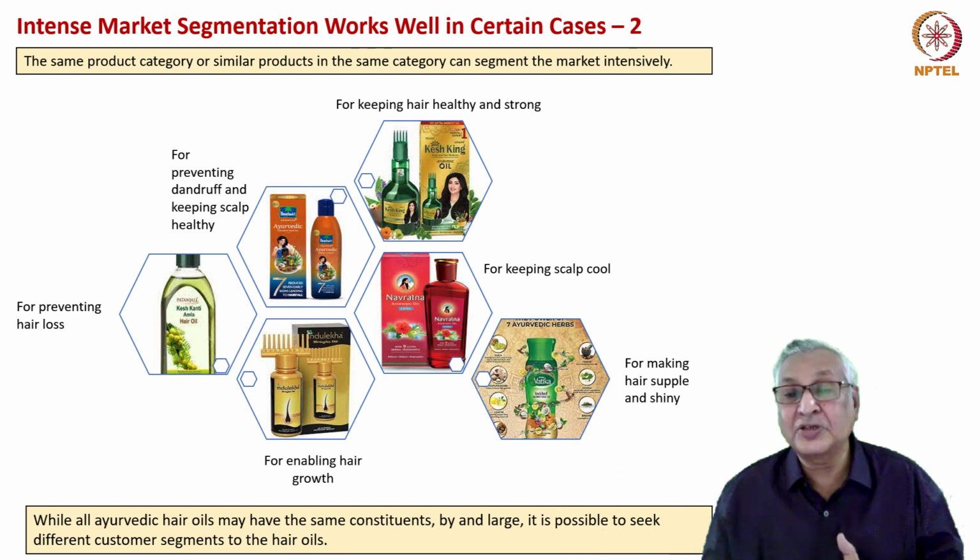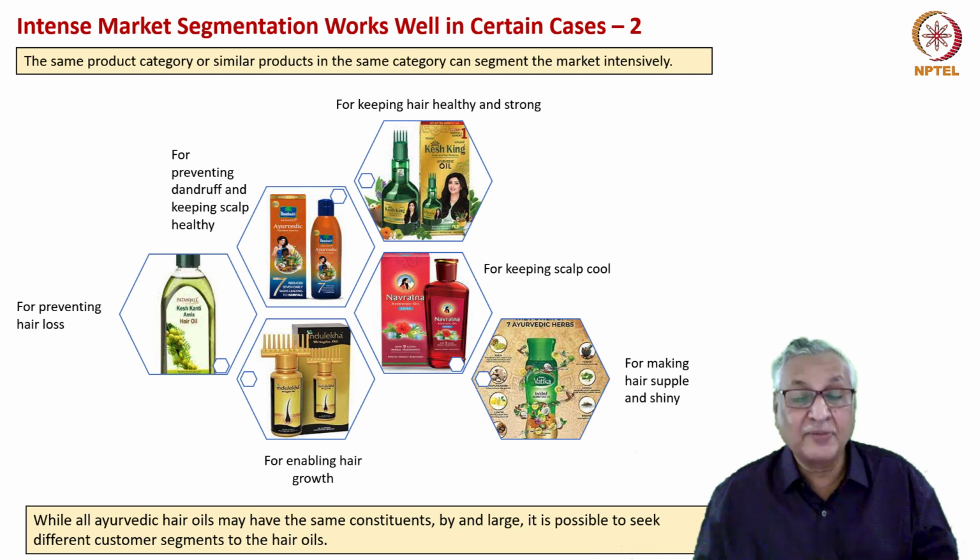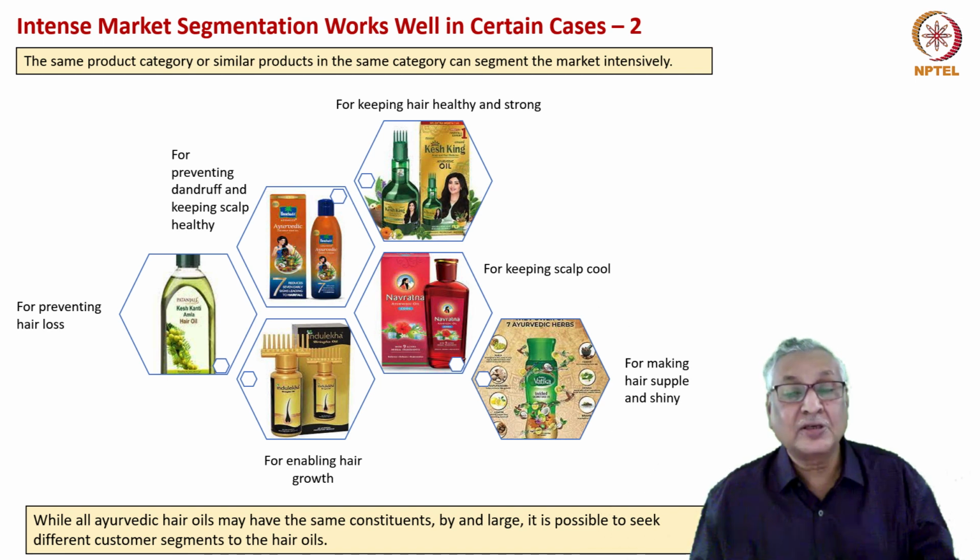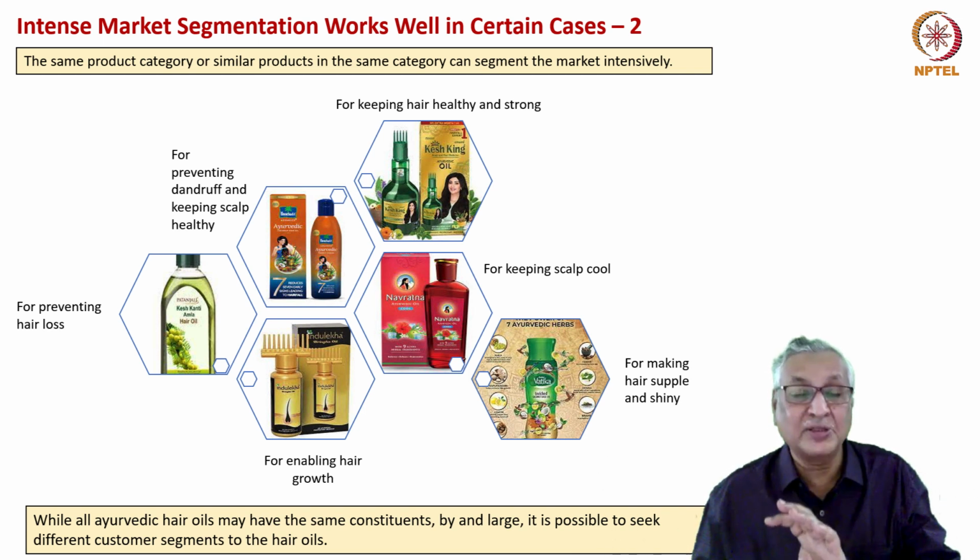So we have these kinds of users classified into significant market segments based on the end purpose of the hair oil. One, for keeping hair healthy and strong, you have the example of Kesh King Ayurvedic oil. Then the other, for keeping scalp cool, which is the Navaratna hair oil. For making hair supple and shiny, you got Dabur Vatika. And for enabling hair growth, you have Indulekha. For preventing hair loss, you have Patanjali Keshkanti Amla hair oil. And for preventing dandruff and keeping scalp healthy, you have Parachute Ayurvedic coconut oil. And all this is superimposed on the basic coconut oil that has always been there in the market.